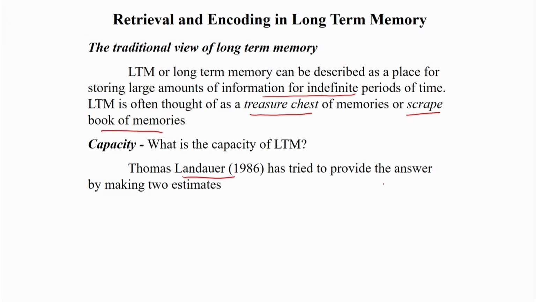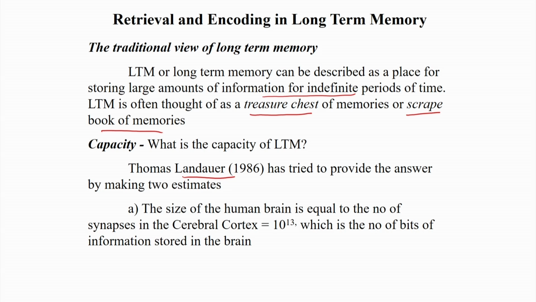But there have been some attempts to find out what the capacity of this long term storage is. So, let's look at this evidence. Thomas Landauer tried to provide an answer by making 2 basic estimates. One estimate is that the cerebral cortex has 10 to the power 13 synapses. And what are synapses?